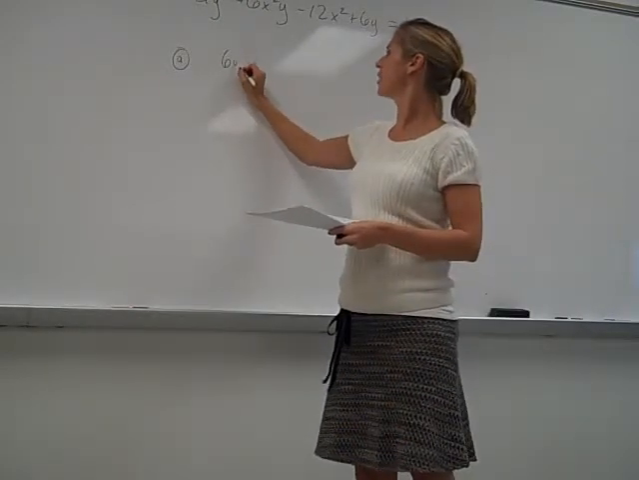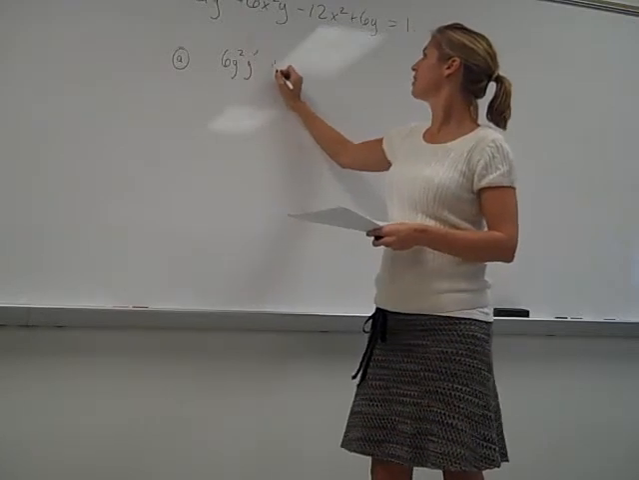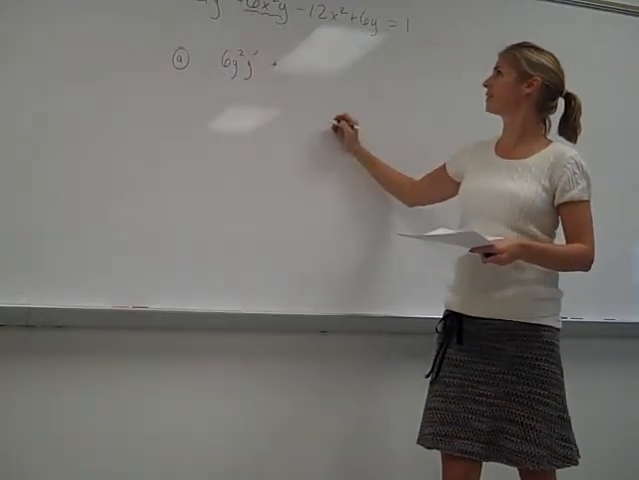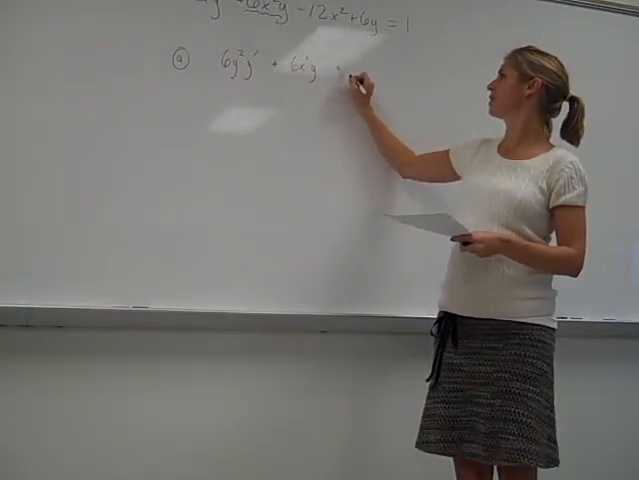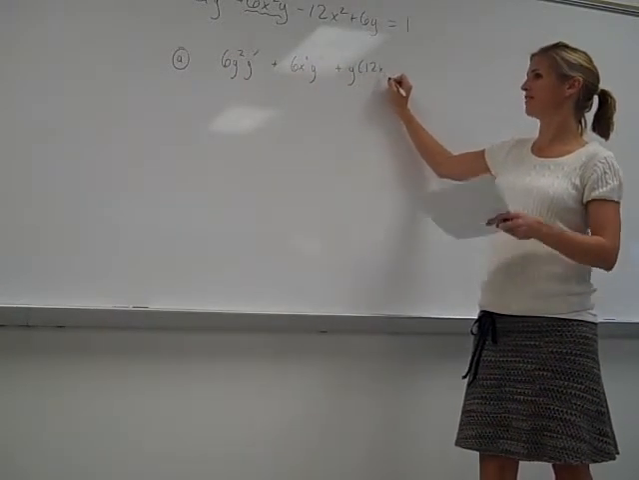So we got 6y squared, y prime, plus I need product rule for that. So I'll say 6x squared times the derivative of y, plus the y times the derivative.